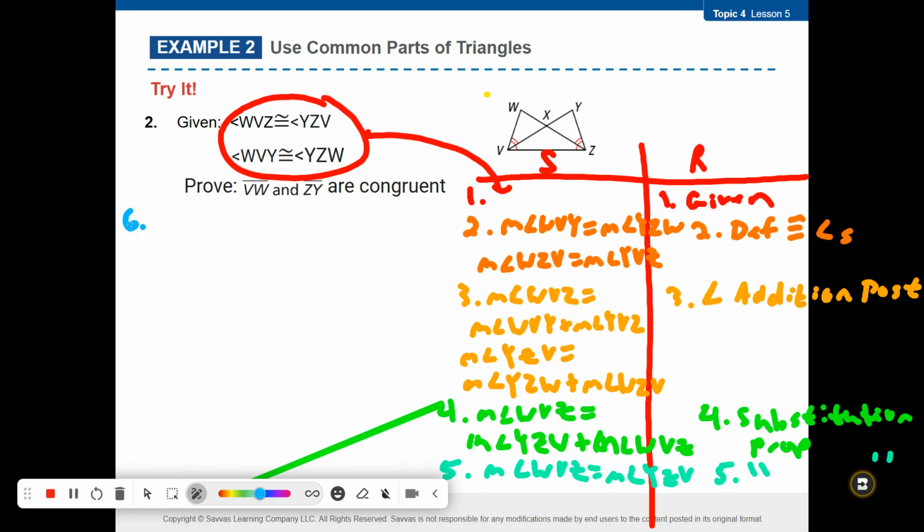Now that I know that these are equal, what can I state? They're what? Congruent. So I'm going to have angle WVZ is congruent to angle YZV, sorry. I just put a little line here. And that's going to be by the definition of congruent angles.